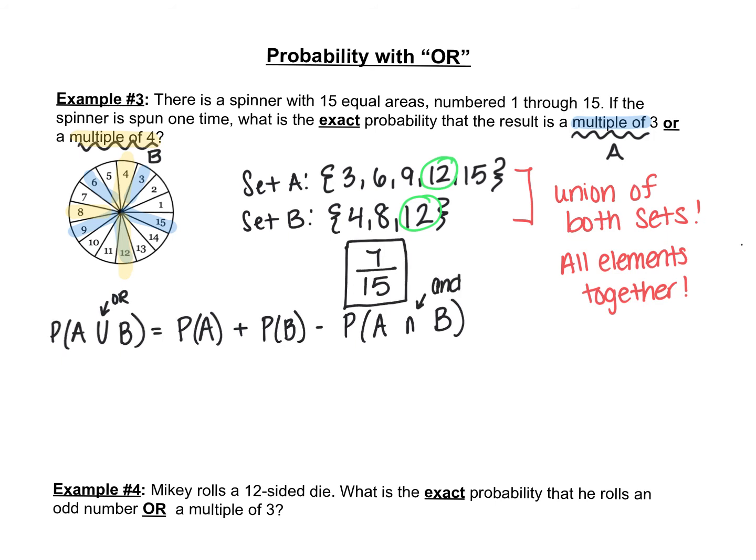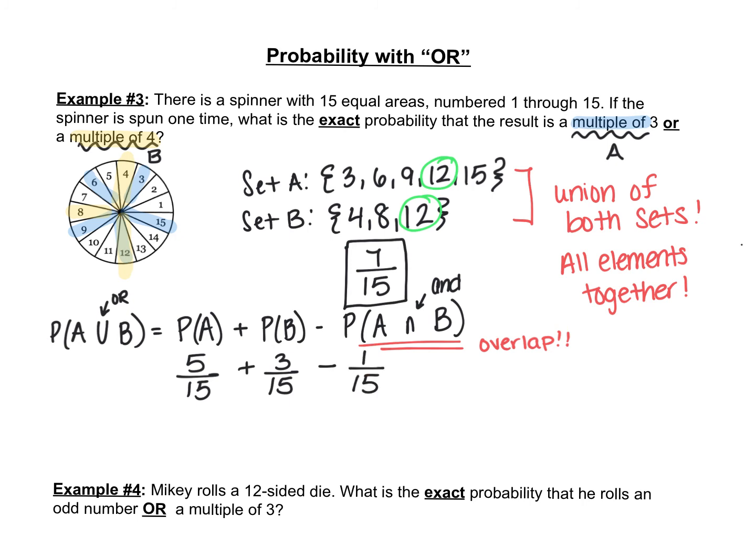So let's take a look at the probability of A. The probability that I get a multiple of 3: 1, 2, 3, 4, 5. There's 5 of them, so it would be 5 out of 15. Let's talk about the next one. Probability of event B, getting a multiple of 4: 1, 2, 3. There's 3 of them, so 3 out of 15. And then we have to subtract the intersection, or what I like to call the overlap. So A and B is sometimes referred to as the overlap, or what's in common. How many numbers are in common? Well, 12. So we would say 1 out of 15.